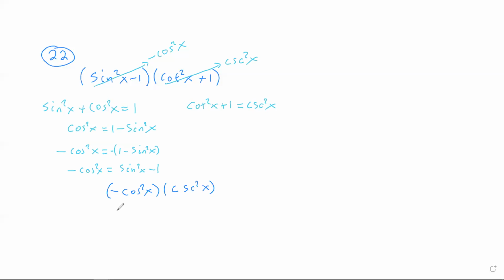We know that cosecant is equal to 1 divided by sine. And so we've got cosine squared of x divided by sine squared of x. This is going to give us minus cotangent squared of x. And we can leave it like that. That would be as simplified as we could have it.